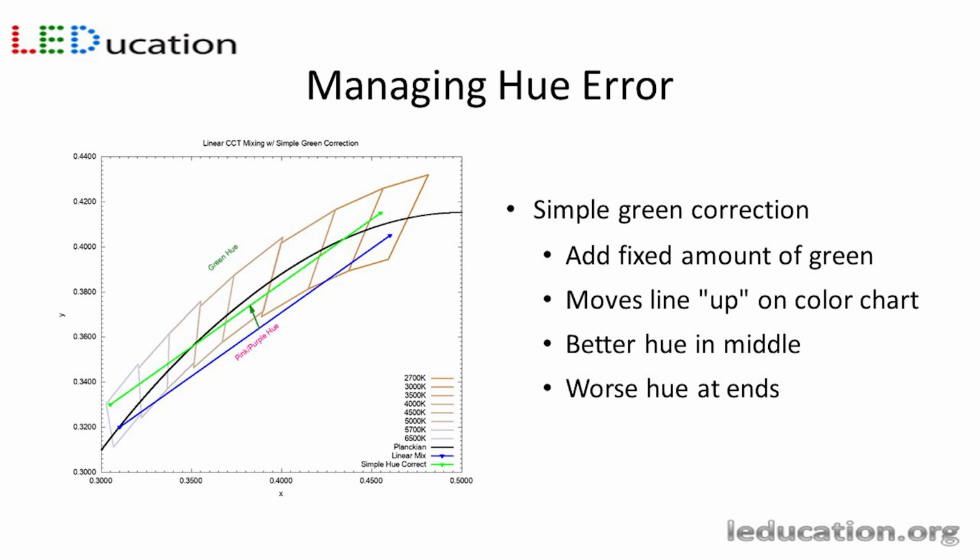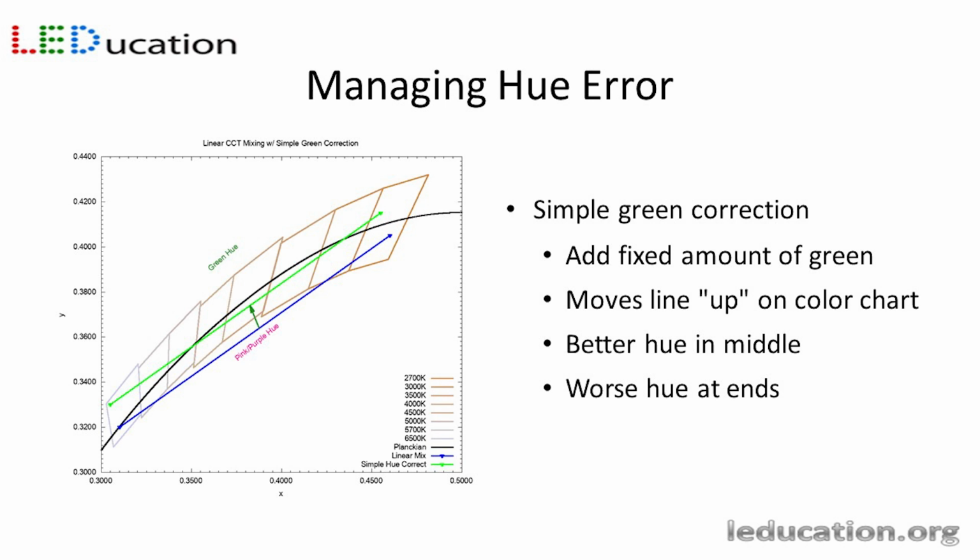One thing you'll note, though, is that this actually makes our hue worse at the ends of the line, particularly over in the cool white section. That extra green might be undesirable. And when we talk about these hue errors, we also need to take into account what else is going to be visible in the room when these lights are being used. And that's because the eye does something called white balancing.